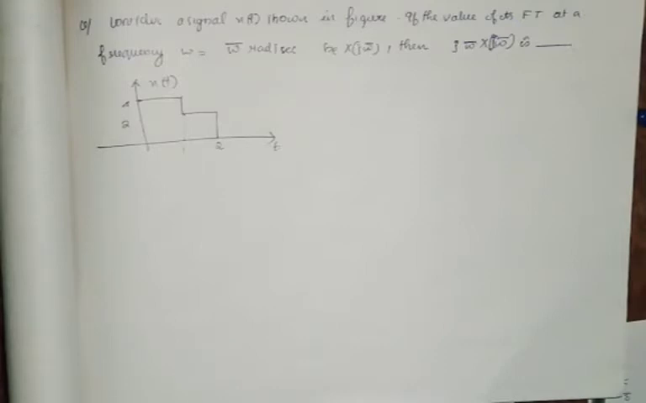First question is, consider a signal x of t shown in the figure. If the value of its Fourier transform at a frequency omega equal to omega dash radians per second be x of j omega, then j omega dash x of j omega dash is. Okay, so that is what the question asks.